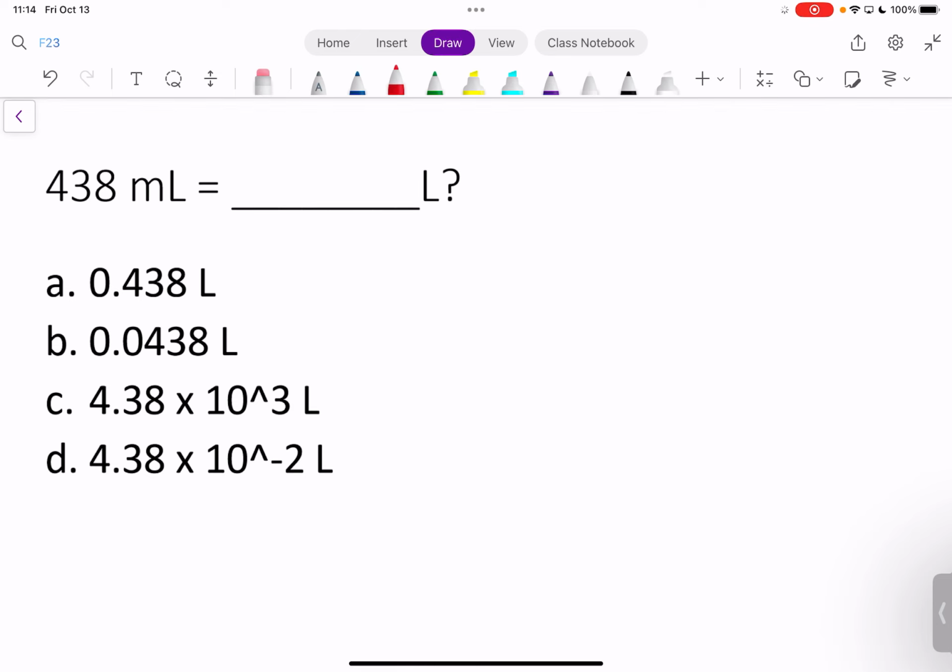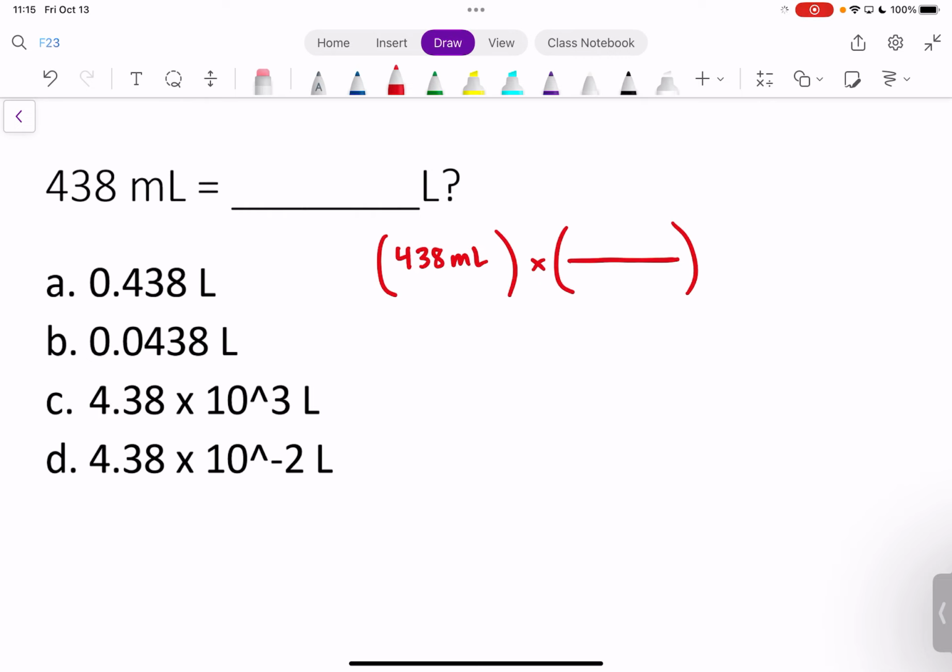All right. One more. Let's try this. 438 milliliters, and now we want to get to liters. What goes on the bottom? Milliliters, because we want to cancel them out. And then liters has to go on top, right? Because we want to get to liters.